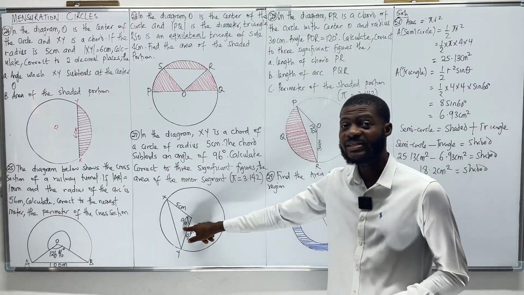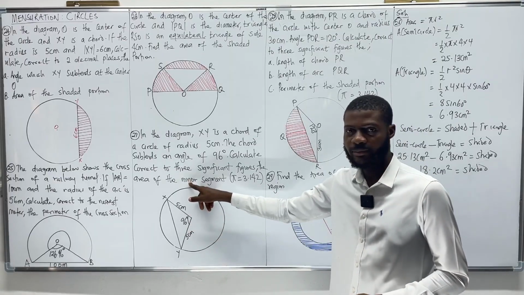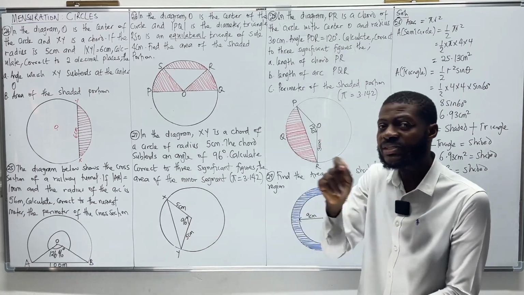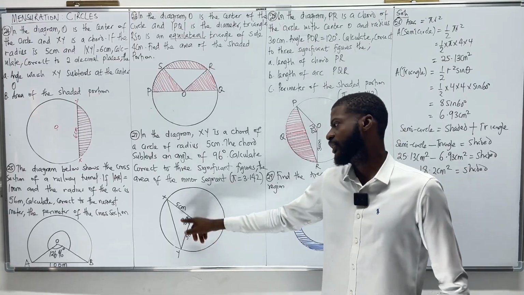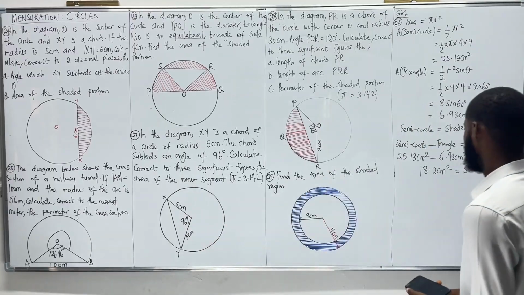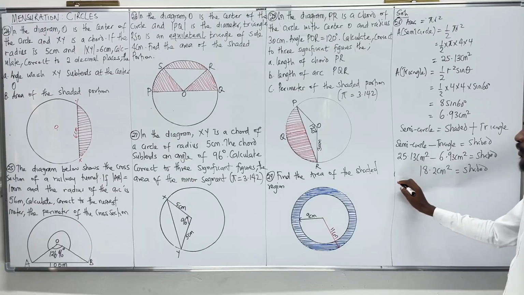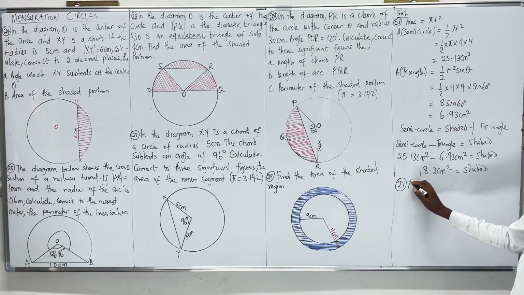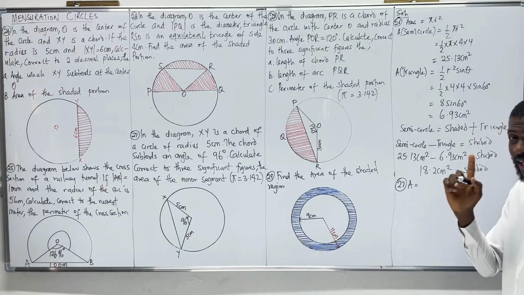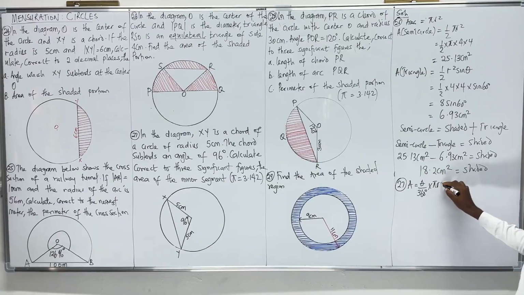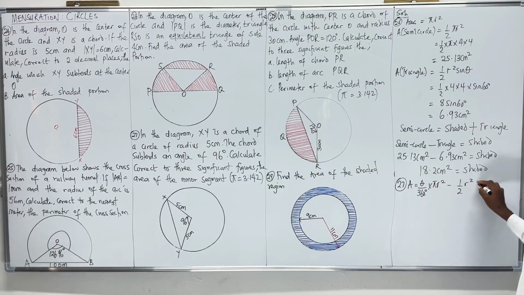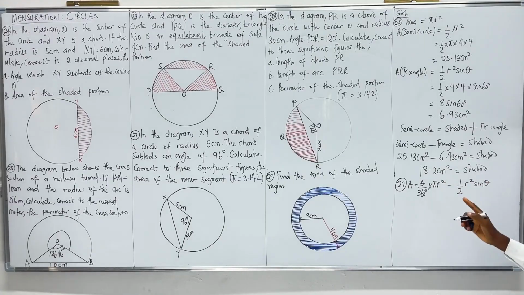Of course, 96 degrees is less than 180, so it's the minor segment. But if for any reason they see major segments, you need to come and subtract this from 360. But this is correct, so we're just going to use our 96. I think this space should be enough for me. So question 27. Area of a segment is theta over 360 degrees times pi r squared minus half r squared sine theta. That is the area of a segment. That's what we have.